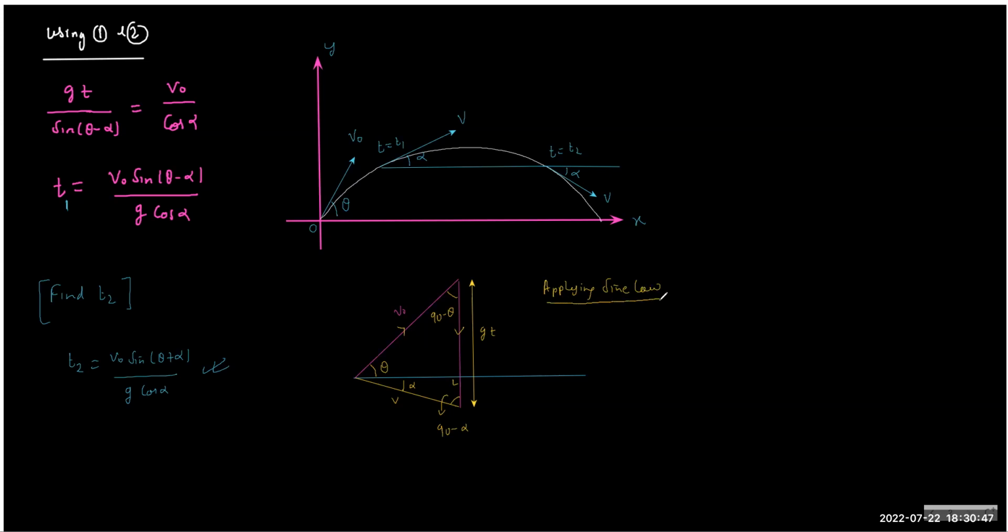I will not do anything. You will tell me, I will write. So who will tell me? Tell me what should I write here? So gt upon sine of theta plus alpha, correct, equals v naught upon sine of 90 minus alpha, which will become cos alpha.